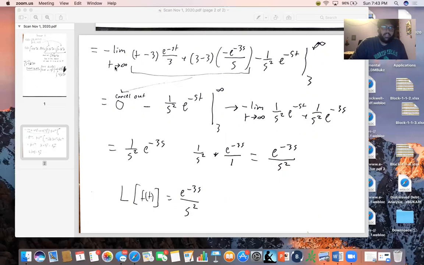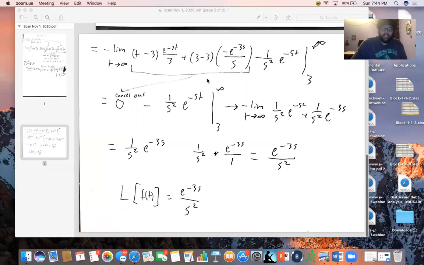When you work it out, the first term is the limit as t goes to infinity of (t minus 3) e to the negative st over s, plus (3 minus 3) times e to the negative 3s over s, minus 1 over s squared e to the negative st, evaluated from 3 to infinity. All of this represents your transformation from 3 to infinity, because remember, we got rid of 0 to 3, where the function equals 0. This is where the transformation is really taking place.